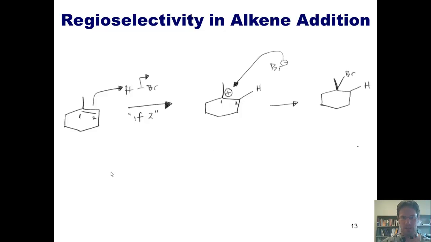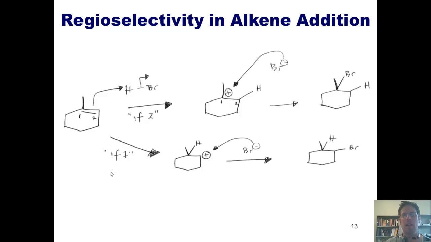us this product. Now, in contrast, if the hydrogen instead bonds with carbon 1, we end up with the carbocation being positioned at carbon 2. Bromide comes in, forms a bond there, and gives us this product. Question is, which of these two scenarios is favored? That depends on the individual stabilities of the carbocations.